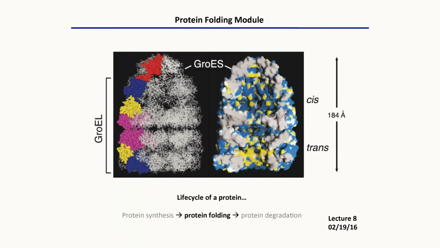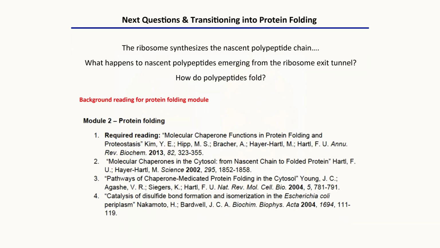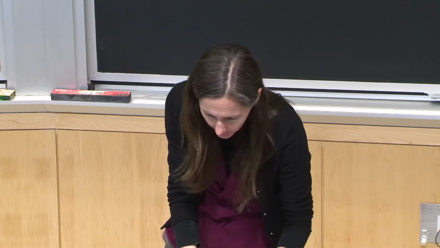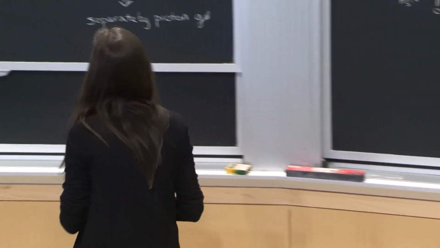But we're going to move into what happens to a polypeptide as it leaves the ribosome. So how does it get its native fold? What happens to nascent polypeptides emerging from the ribosome, and how do polypeptides fold? There's reading posted for module 2 on Stellar and listed here, one required paper, which is a really wonderful review that came out about 2 years ago. So let's think about folding.